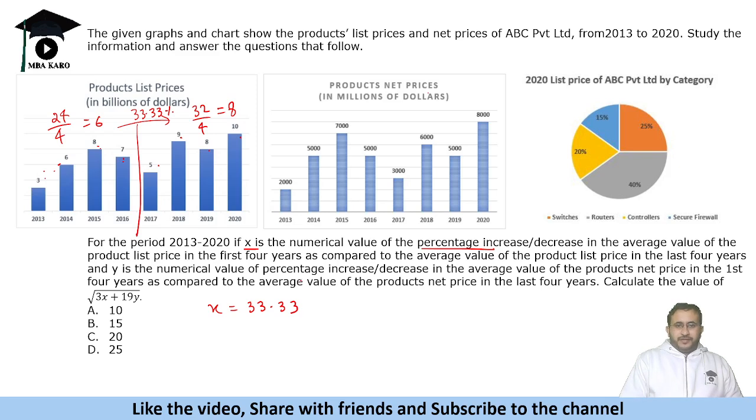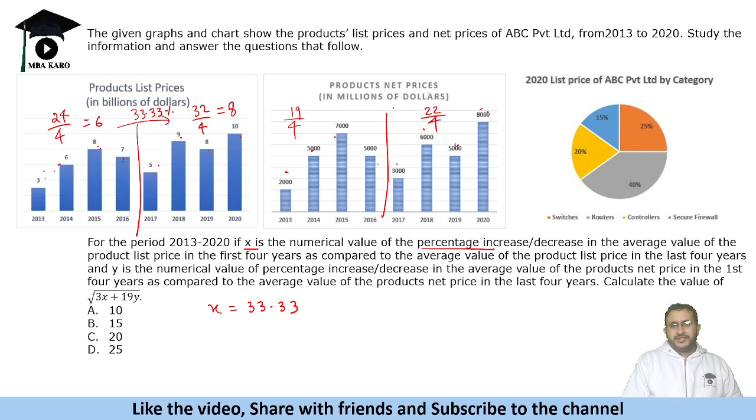And why is the numerical value of the percentage increase or decrease in the average value of the product's net price? So it is about the net price. So 7 plus 12 is 19. Okay, and 19 by 4, and this is 9 plus 13, which is 22 by 4.